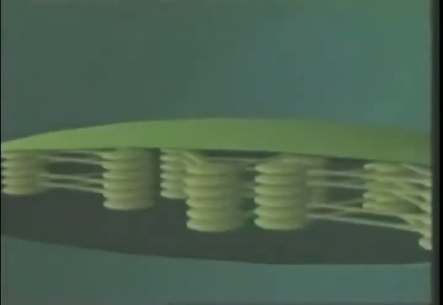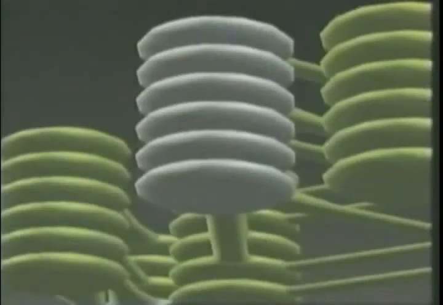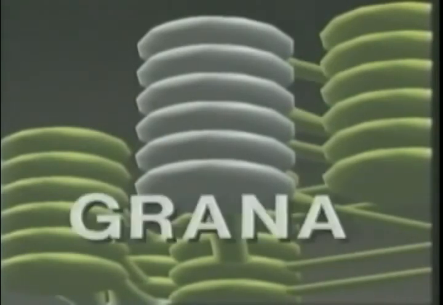The green pigment chlorophyll lies within the chloroplasts in long, thin membranes called lamellae. And spaced out along these membranes are disc-like bodies called thylakoids. Thylakoids tend to occur one on top of the other in groups called grana, which look a lot like stacks of coins. In fact, grana in Latin means stacks of coins.